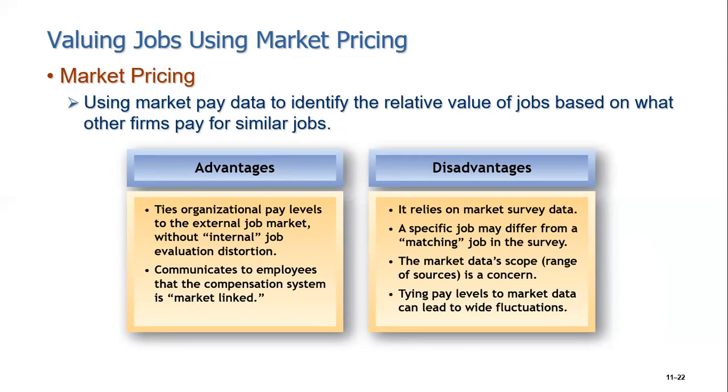Communicate to the employees that the compensation system is market linked. You tell the employees how much they are going to be paid: other organizations are paying this much, we are paying you this much. There is no rocket science in it. Disadvantages of using market pricing: it relies on market survey data. If the data of the market is wrong, then you are obviously going to follow a wrong pay example. A specific job may differ from the matching job in the survey.